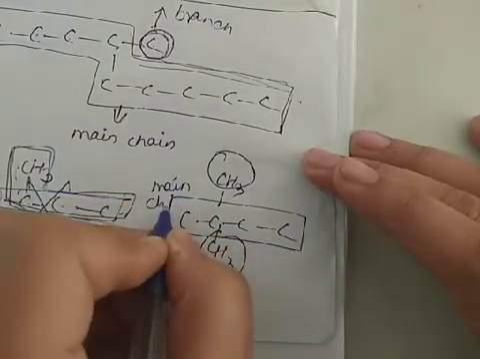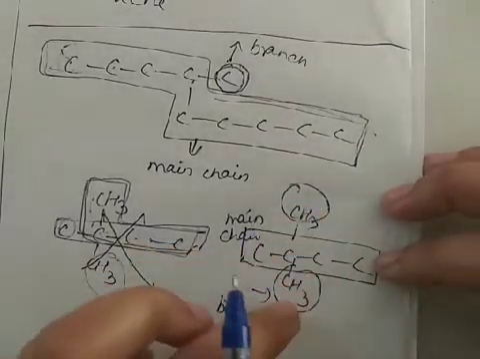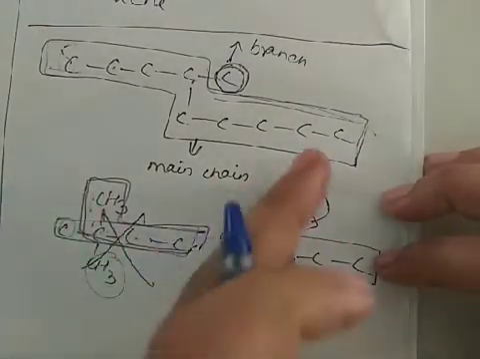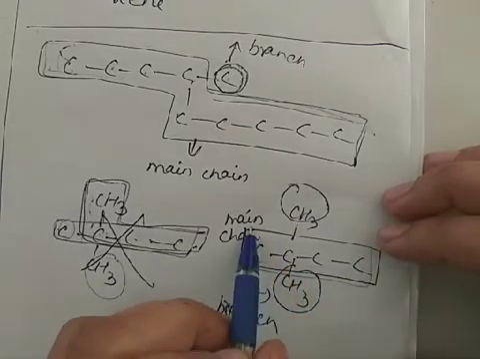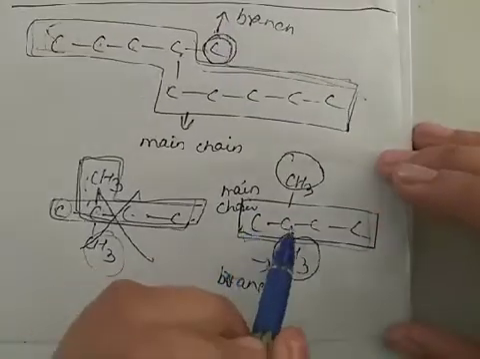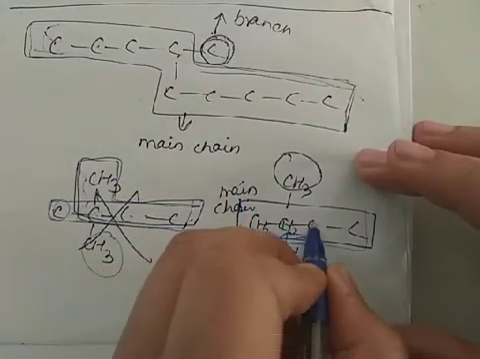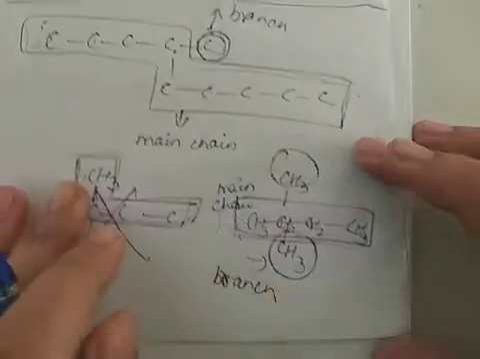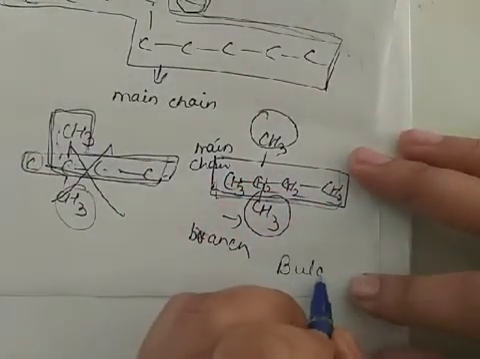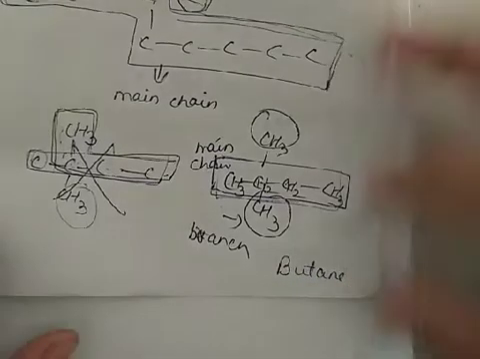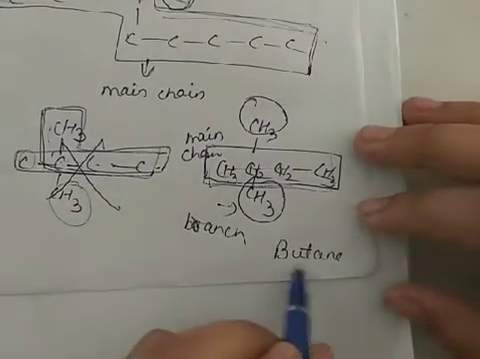Now what happens is that the main chain is written normally, and branches are written at the start as prefixes. For instance, this is a 4 carbon atom chain. I'll balance it by writing hydrogen, CH3, CH2, CH2, CH3. So it will be methyl, ethyl, propyl, butyl. It will be written as butane, only butane.